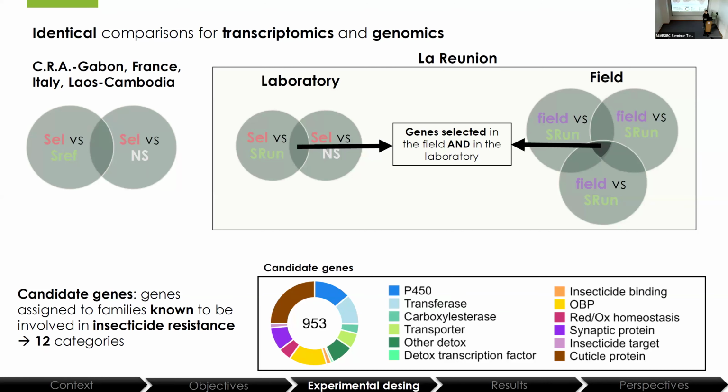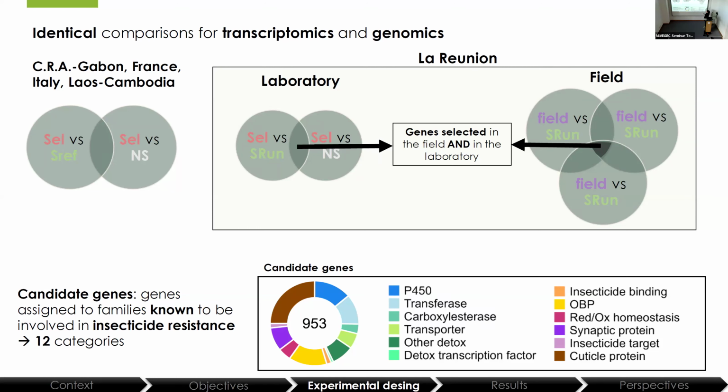But we are susceptible to false positives due to genetic drift or bottleneck effect. So to reduce the number of false positives, we use the selected versus susceptible reference line comparisons, and we retain only the genes which are linked to the deltamethrin resistance in the previous comparisons.